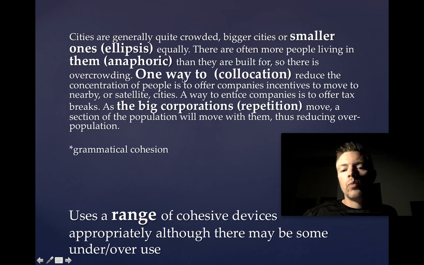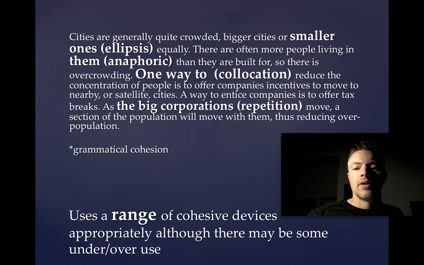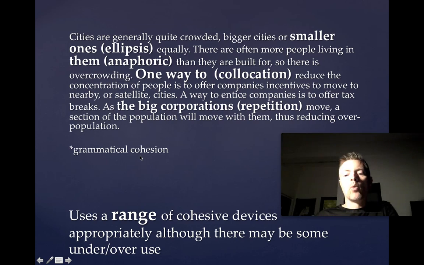Collocation, one way to. This is kind of like a cohesive device, almost like a discourse marker, saying now we're going to introduce the way something is done. Okay, so one way to reduce the concentration of people. Okay, and then we have repetition. So here we have offer companies incentives, and here we have the big corporations. So it's repeating the idea. So we're sticking to the topic, basically. Okay, and then you have grammatical cohesion. I cover that more in the sentence structure videos.